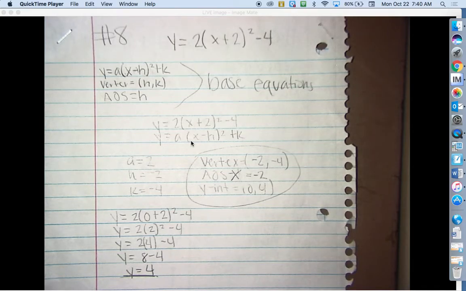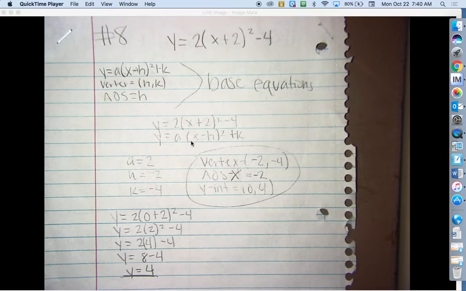Okay, I had number 8, which was y equals 2 parentheses x plus 2 squared minus 4. When you go back to the base equation, which is y equals a parentheses x minus h squared plus k, the vertex is (h, k), and the axis of symmetry, or AOS, is h. Comparing y equals 2(x plus 2) squared minus 4 to the base equation, you get a equals 2, h equals negative 2, and k equals negative 4. H is negative 2 even though it's positive in the equation. It's the opposite of the sign.